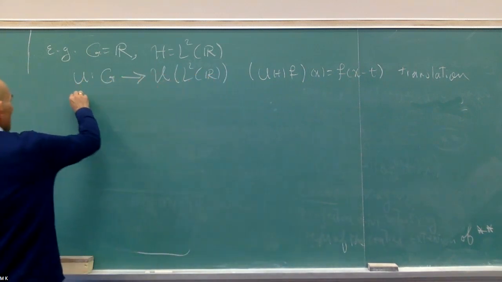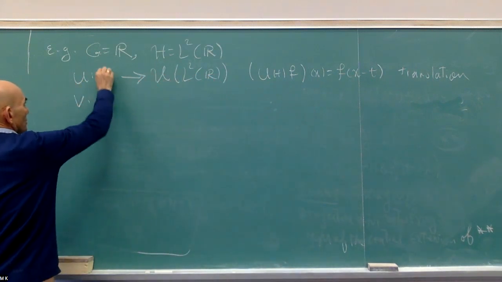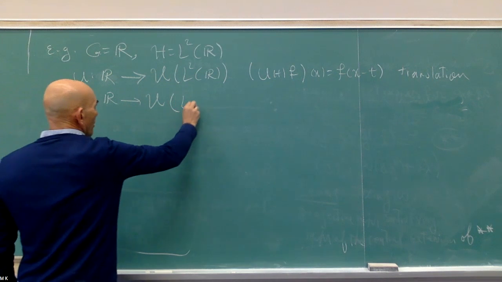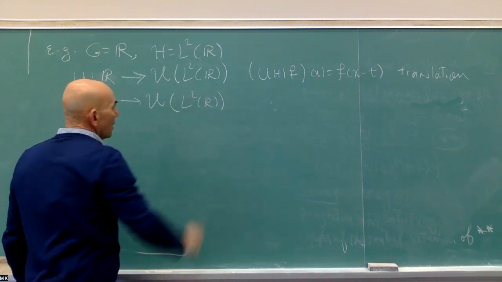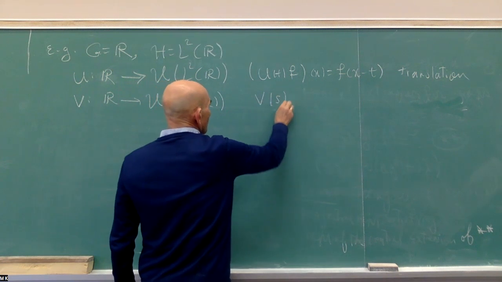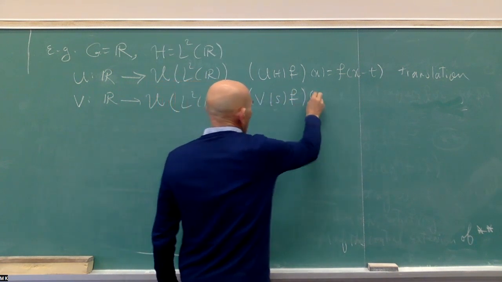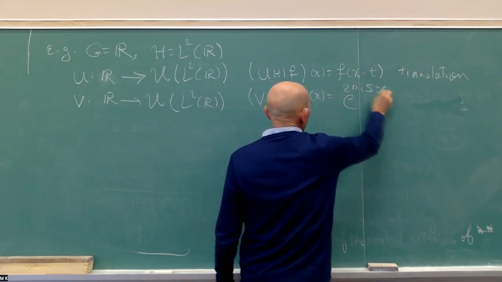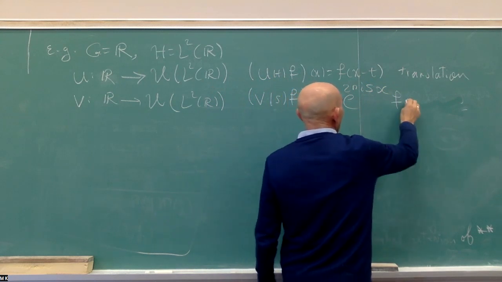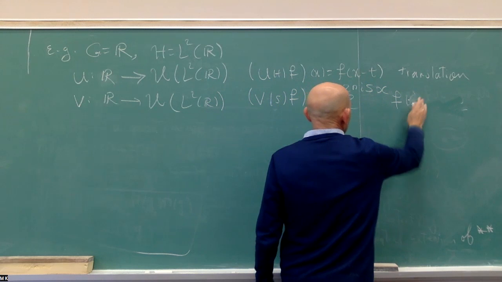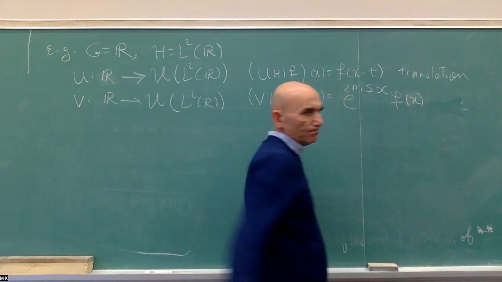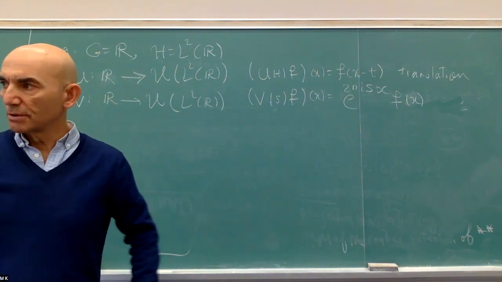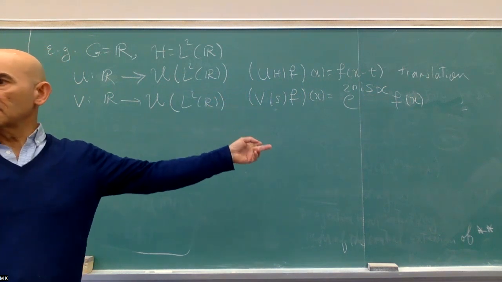Let's define another one, which is V. This is from R actually. So V from R to unitary operators on L2 of R again. V of S on F acting at X is e to the 2 pi i S X times F of X. So this is like a phase shift operation. The first one is translation, this one is phase shift.